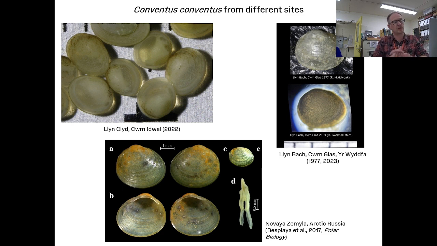And it's those shells from Russia that were the basis of that polar biology study, which gave this species its own genus. So when I finally get round to it, I would love to DNA barcode the specimens we have from Wales and check that they're identical or very similar to the ones from Novaya Zemlya. I suspect they are, and if they are, then that's confirmation that we're dealing with a single species.